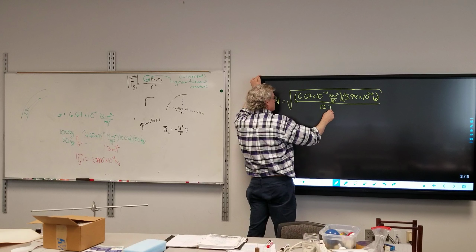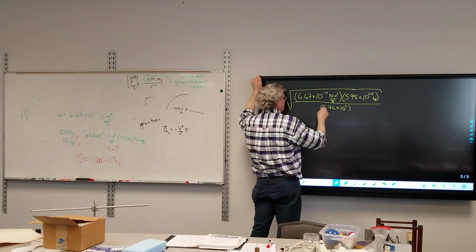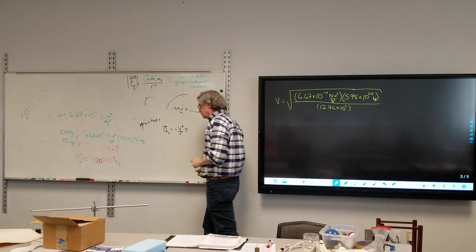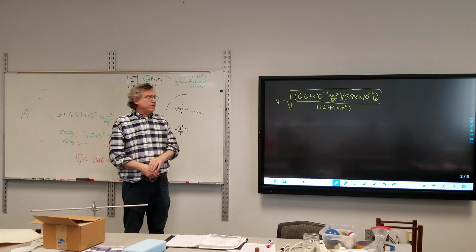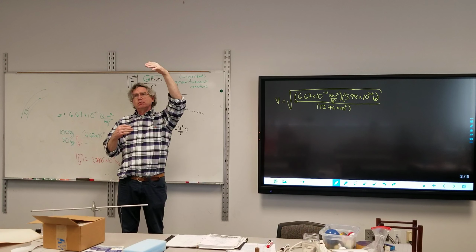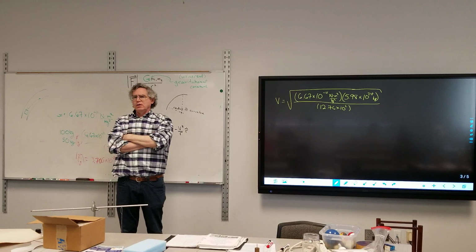12.76. Is that what I had? Yeah, 12.76 times 10 to the 6. And that's another one given to us. I said that it was basically the Earth's radius away from the surface of the Earth, times 2, and the radius of the Earth would be something I would give to you.